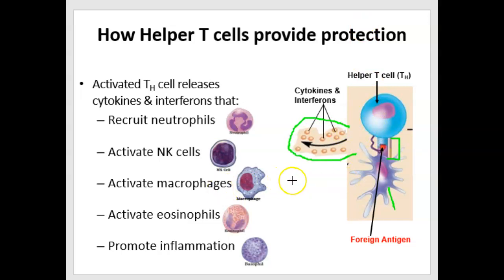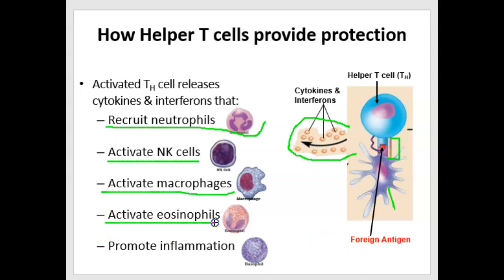These chemicals have various names: cytokines, interleukins, interferons. But in summary, all the molecules that are released will activate or recruit other white blood cells. For example, recruiting neutrophils to the site of an infection, a bacterial infection. Activating natural killer cells. We haven't talked yet about them, but they work just like cytotoxic T cells. Activating macrophages and alerting them to come to the site to perform phagocytosis.